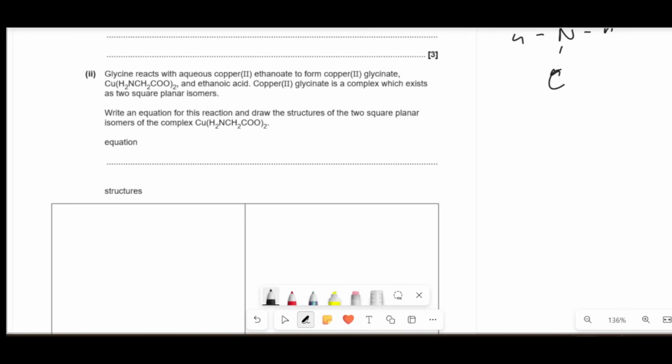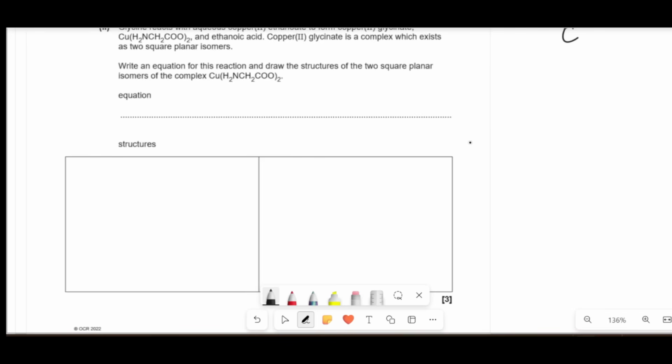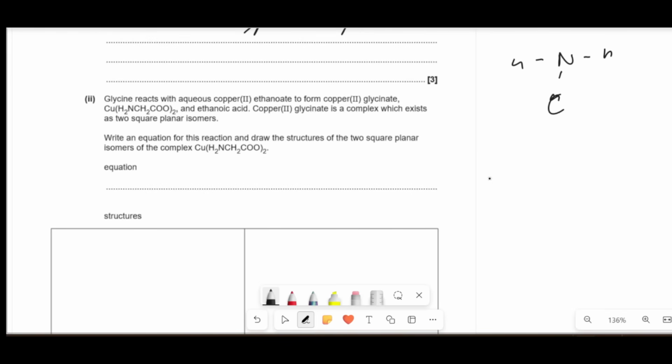Glycine reacts with aqueous copper-2 ethanoate to form copper-2 glycinate. Copper-2 glycinate is a complex which exists as 2 square planar isomers. Write an equation for this reaction and draw the structure of the 2 square planar isomers. So it's told you in the question what half the equation's going to be. If I just draw an arrow like this, we can figure out the rest. So it's told you that glycine reacts with copper-2 ethanoate. So copper-2 ethanoate is going to be Cu and then CH3COO minus, and 2 of them, like that.